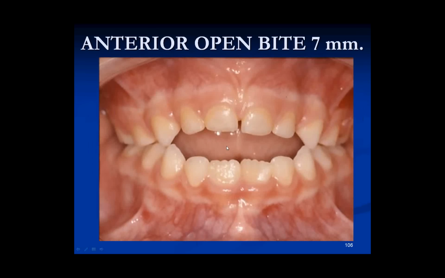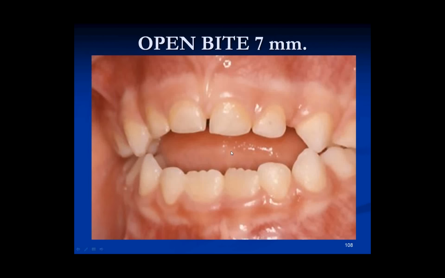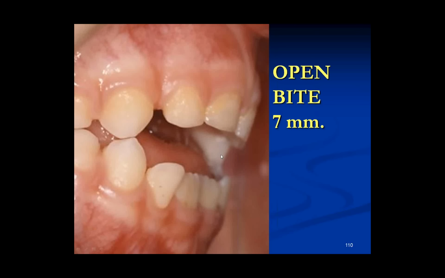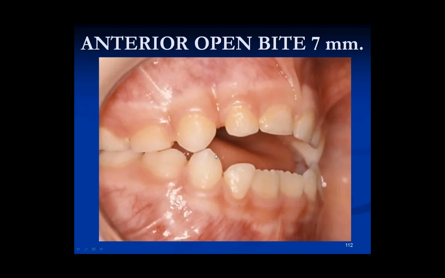So again, 7 millimeter anterior open bite. After 2 or 3 months, we got a 3 millimeter anterior open bite. And now we're going to see him when he's about 8 years old. So we started when he was about 5. Here he is at 8, and his bite is closed down. So there he is at 7. There he is at 8. I mean, that was a pretty nice way to do it. And he only had the crib in for 5 months. That habit can be stopped in 5 months.